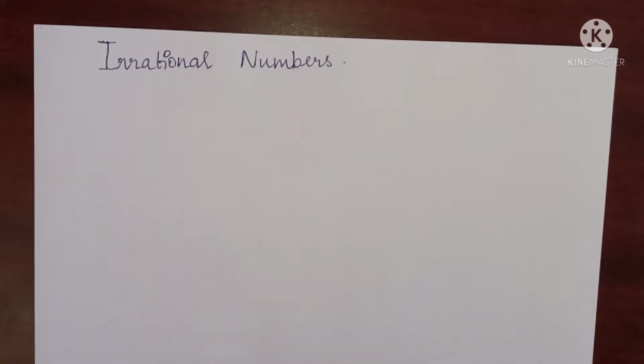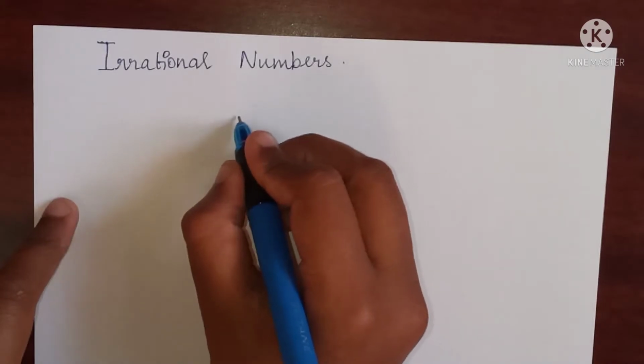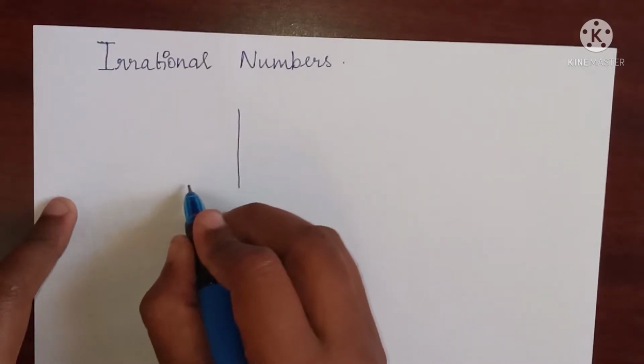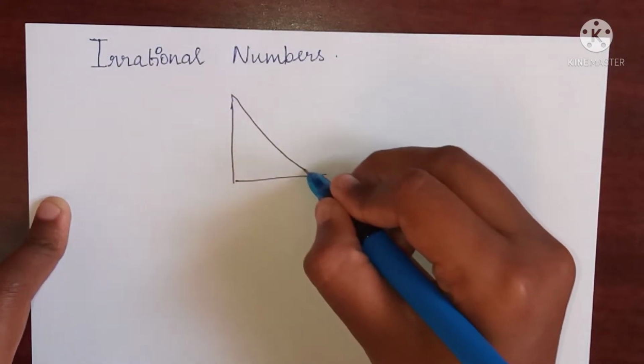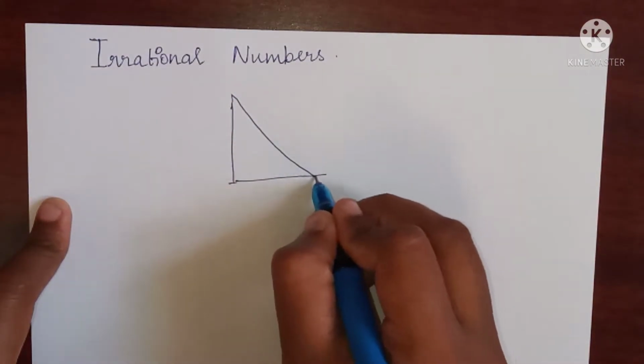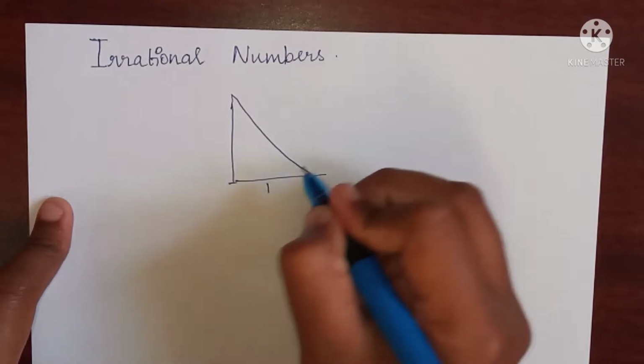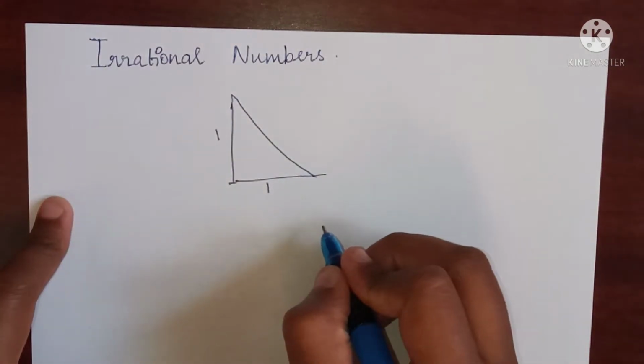First, consider an isosceles right angle triangle whose base and height are each 1 unit long. So the isosceles right angle triangle will be like this. Two of its sides will be equal. First, height and breadth are 1.